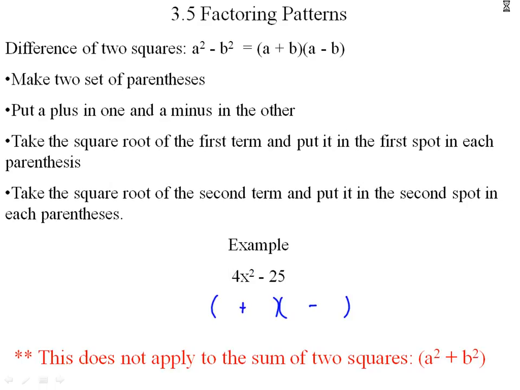Square root of 4x squared, you've already told me, is 2x. So it goes in the first spot of each group. Square root of 25 is 5. It goes in the second spot of each group. And you're done. The difference of two squares will always factor into a sum and difference. Always. Doesn't matter if the plus comes first and the minus comes second.